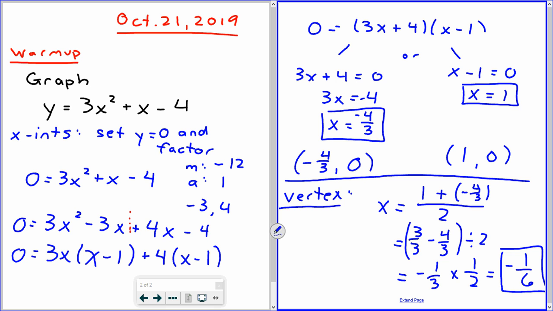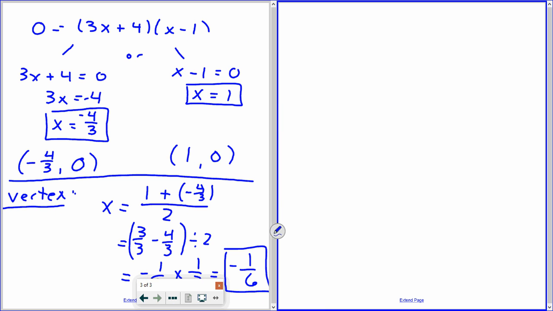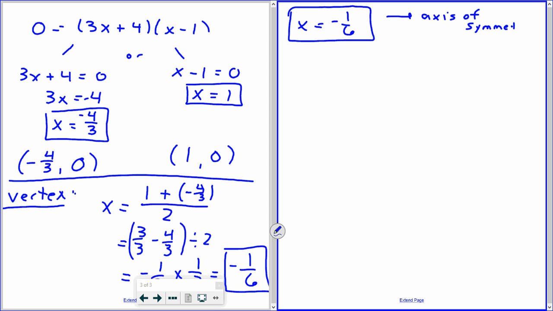Wait, so the 1/6 is the what? This is the x coordinate. Okay. Good question. I'll go to the next page. So this x equals -1/6 is two things. This is the axis of symmetry. This is also the x coordinate of the vertex. Okay? So it's going to be whatever the x value is.